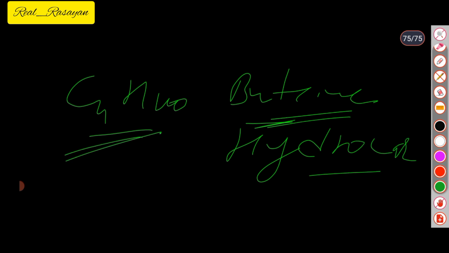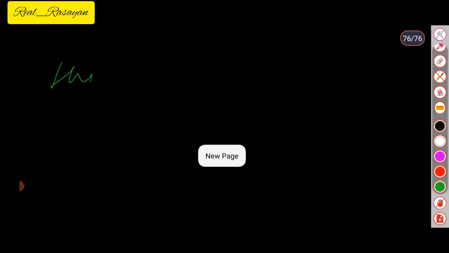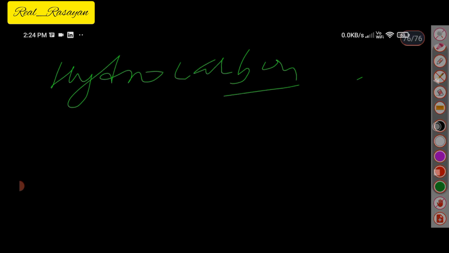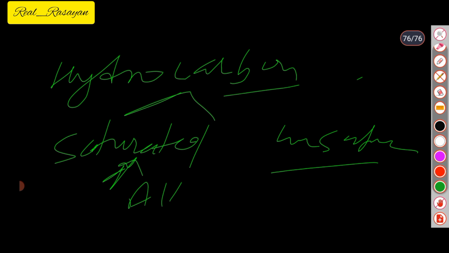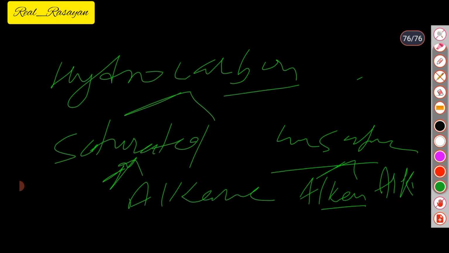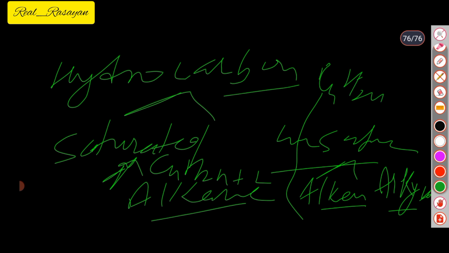Hydrocarbons are the compounds in which carbon and hydrogen atoms are present. Or we can say the compounds of carbon and hydrogen are called hydrocarbons. So what are the types of hydrocarbons? There are 2 types of hydrocarbons, saturated and unsaturated. Saturated: alkane. Unsaturated: alkene and alkyne. Alkane has the general formula CnH2n+2. Alkene, CnH2n. Alkyne, CnH2n-2.